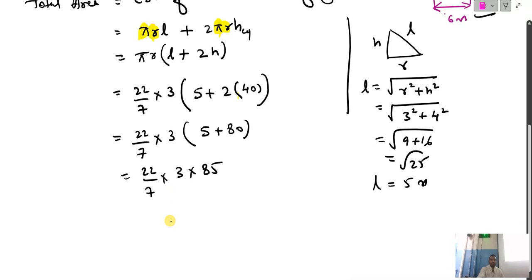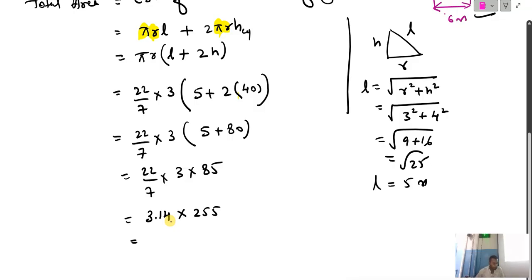3 into 85. Now, in 7 tables, does 85 go? It doesn't go. Am I right? So in that scenario, what should we do? Since 7 is not divisible by anything, you can take the direct value. 22 by 7 can be written as 3.14. Just write that much. 3.14 into 3 into 85. 5 3 is 15, 8 3 is 24 plus 1, 25. Am I right? So the value is 255.